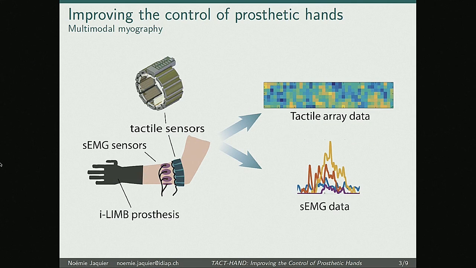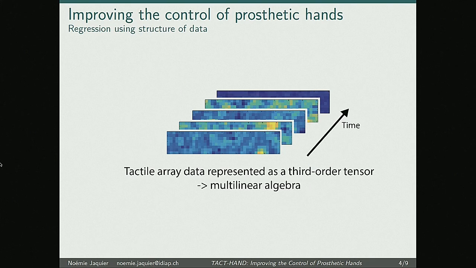To improve the control of prosthetic hands, the first thing we propose is to add some sensors. So we add a tactile bracelet to compensate for the drawback of sEMG. With that, we have two types of data, tactile array data and sEMG data, and we want to fuse them to have more data to do the regression. The next step is to do regression while taking the structure of the data into account. So we want to represent our tactile array data in tensor form and to do multilinear algebra with them, applying tensor methods to do the regression with our data from the tactile bracelets.